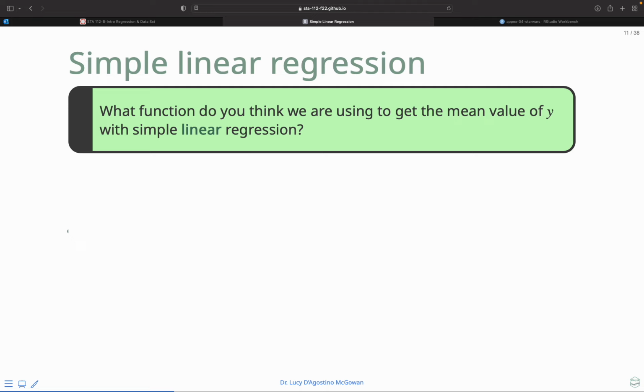So what function do you think we're using to get the mean value of y when we're doing simple linear regression?